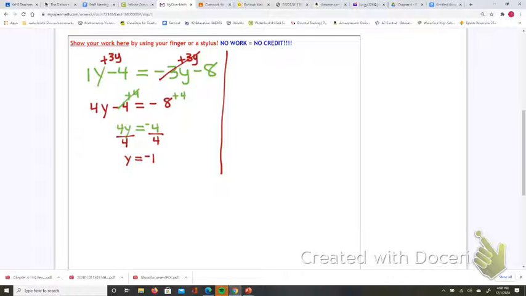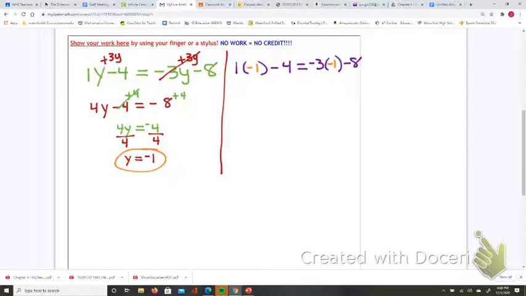Okay, now we want to check our work. So when we go back to check our work, we go back to the original problem and we rewrite it. So I'm going to write 1y, but instead of y, I'm going to put parentheses. Minus 4 equals negative 3, but instead of the y, parentheses, minus 8. Okay, now I need to put a number in that parenthesis. So I go back and I look and I see that we got y equals negative 1. So I'm going to put negative 1 into both of those parentheses.